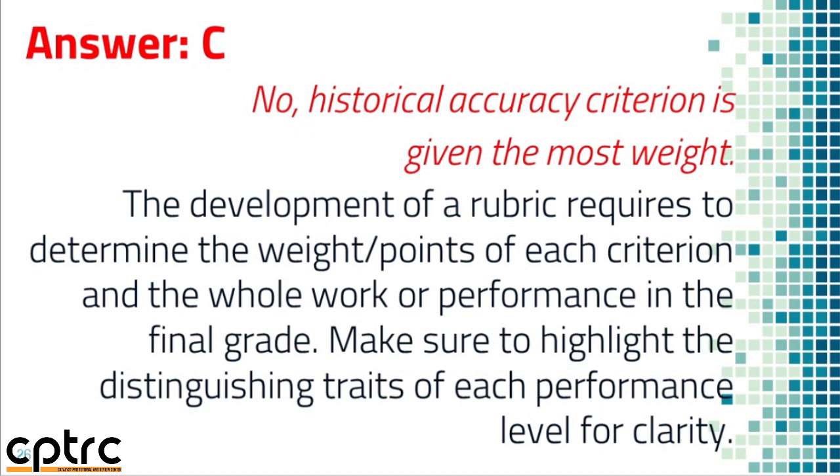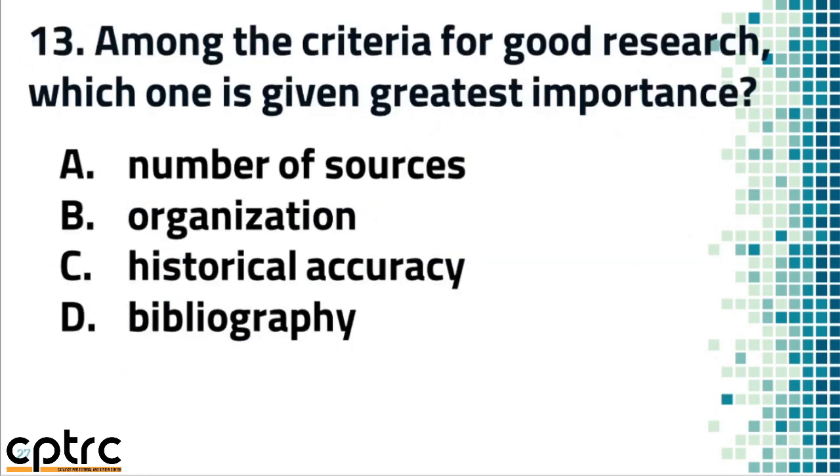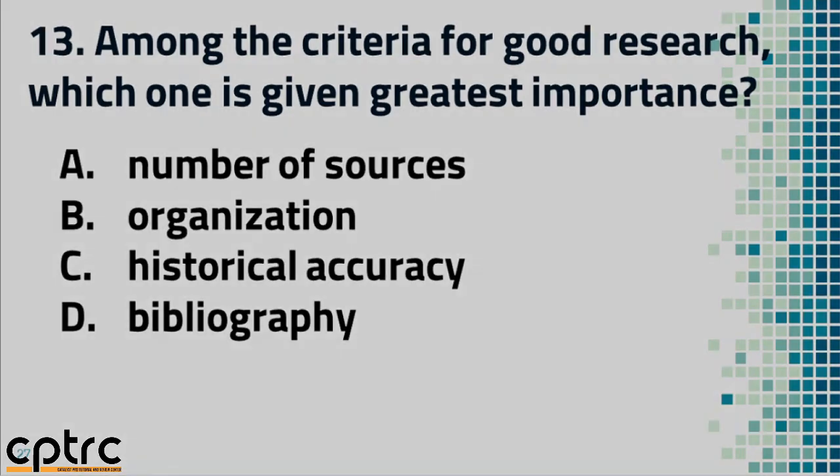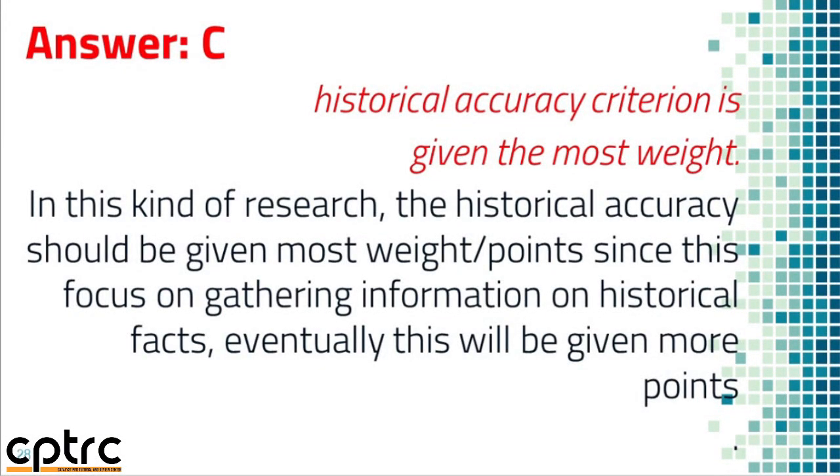And that's one very important aspect that you have to consider when you develop our item number 13. Among the criteria for good research, which one is given greatest importance? If you look at rubric A and rubric B, the criterion given the greatest weight is historical accuracy. This type of research focuses on historical accuracy. That is why it is given the most weight or points, because this focuses on the gathering of information on historical facts. Eventually, this will be given more weights or more points.